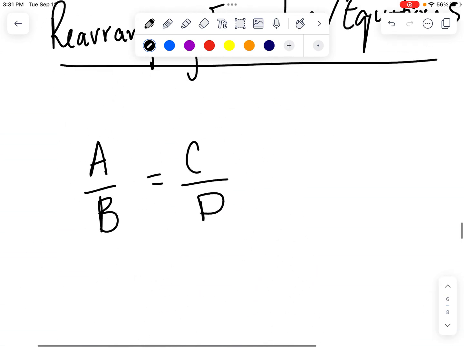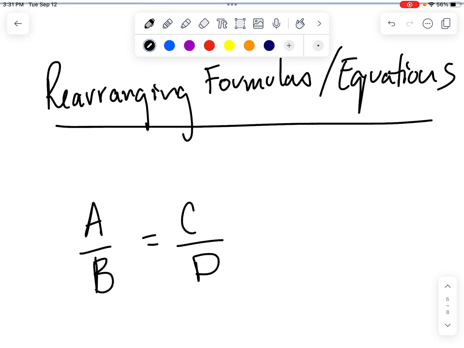But I want to show you that as long as we've got multiplying and dividing, we can solve for any of the variables. But anytime that we want to get something by itself and it crosses the equals sign, then we're going to have it go from the numerator to the denominator or denominator to the numerator.